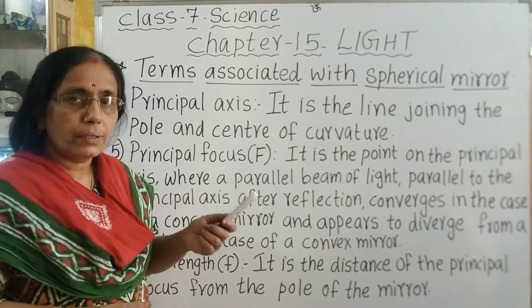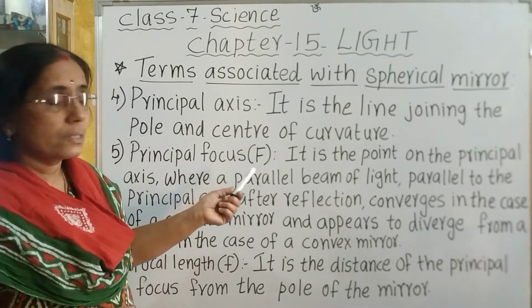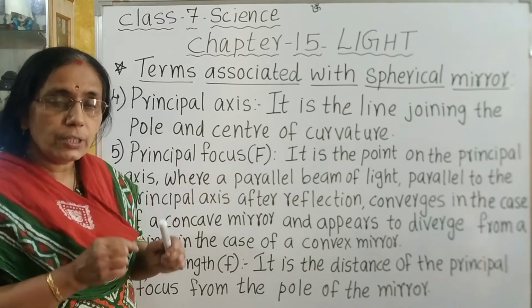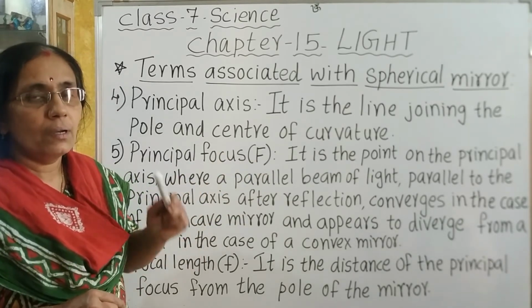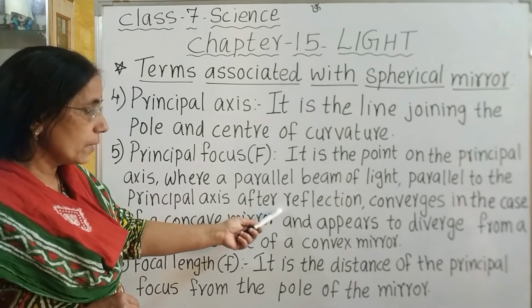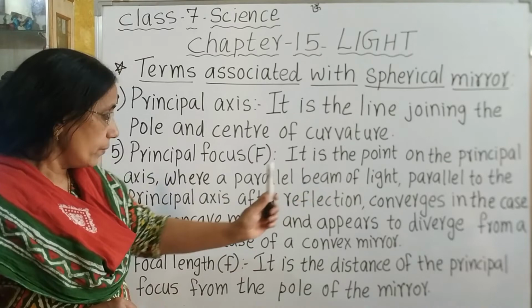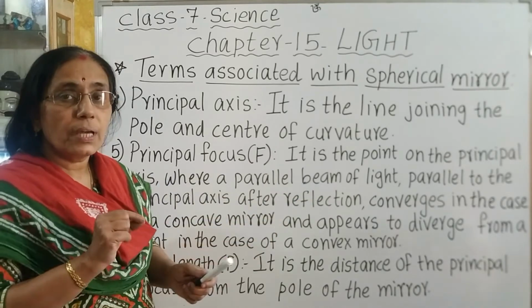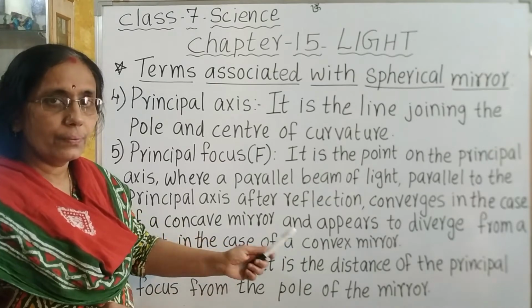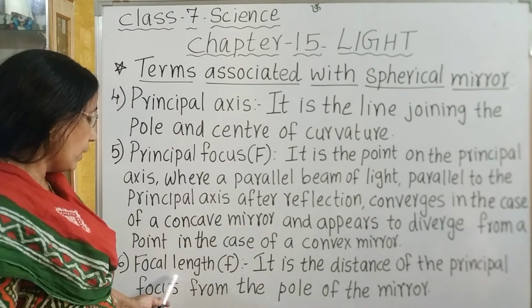In case of a concave mirror, this is the point where the parallel beam of light actually meets or converges to a point on the principal axis. But in the case of a convex mirror, it appears to diverge from the point after reflection. Okay.